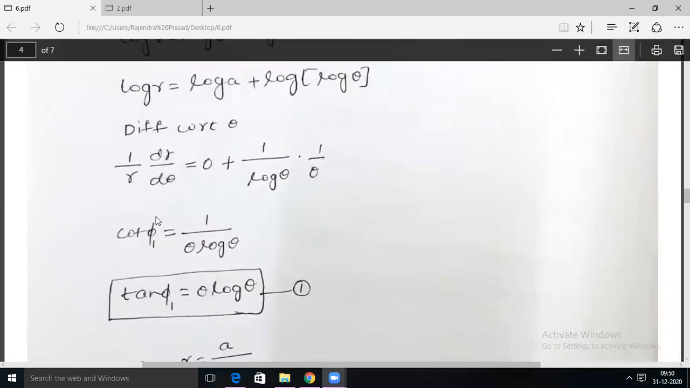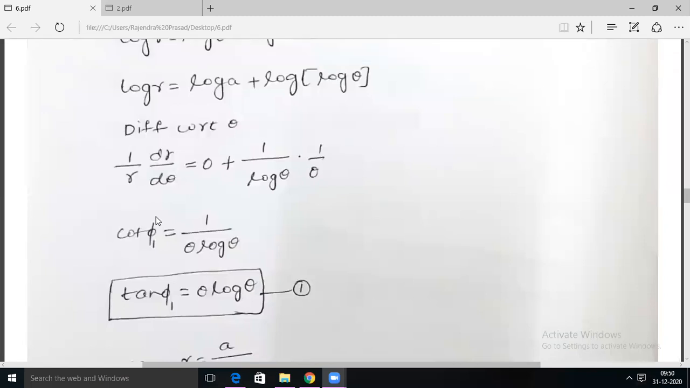Here also we did not get phi 1 and phi 2 in explicit form, right?